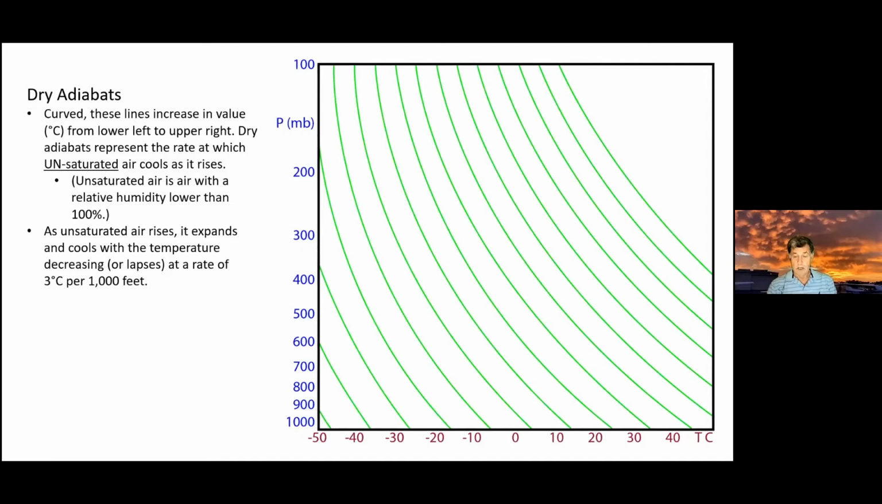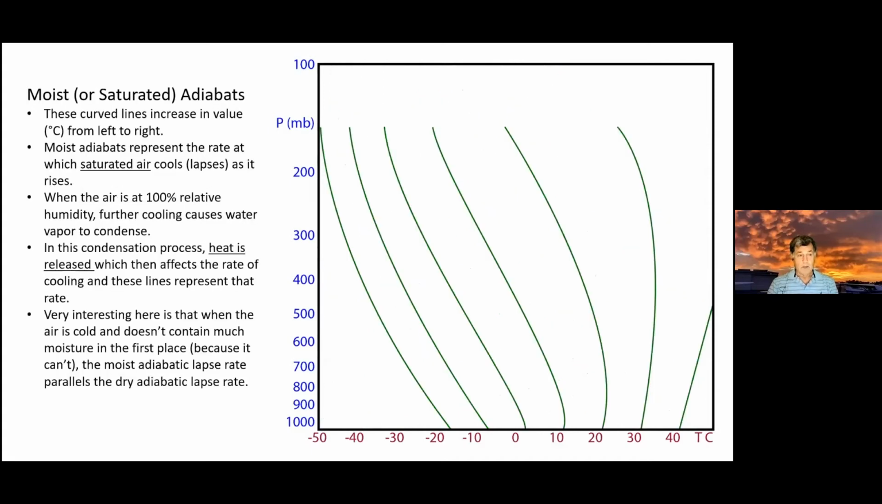It's going to cool at a nice 3 degrees C per 1,000 feet. So this works out great for us. Nice and predictable, looks really uniform, plays nicely with our data. This is all great. And now we're going to get to the moist adiabat line.